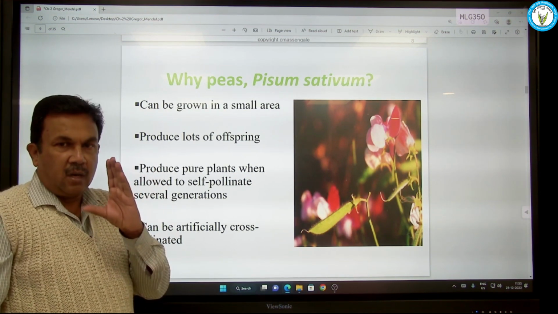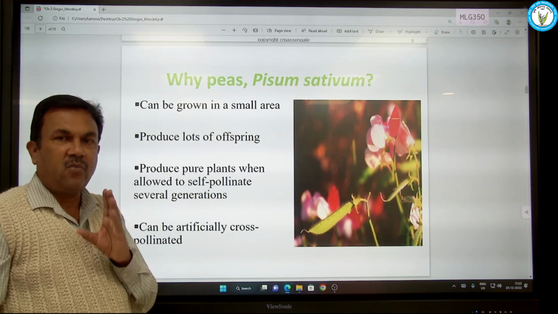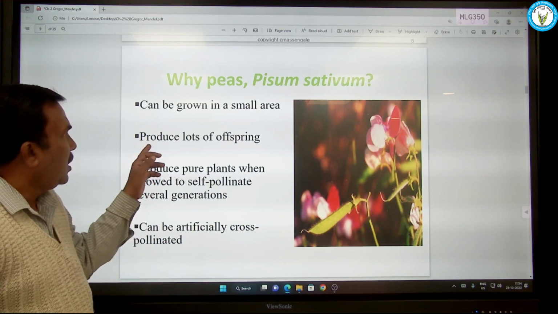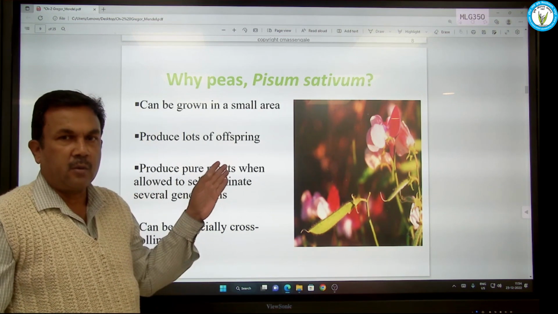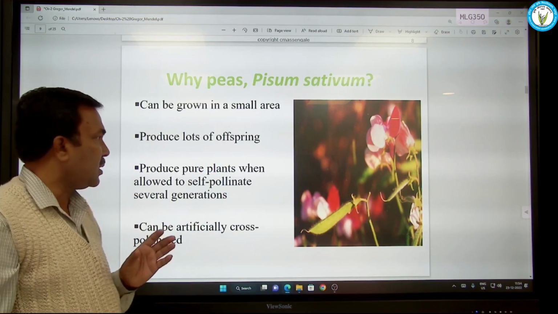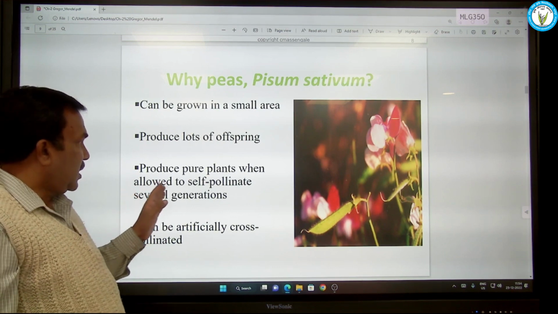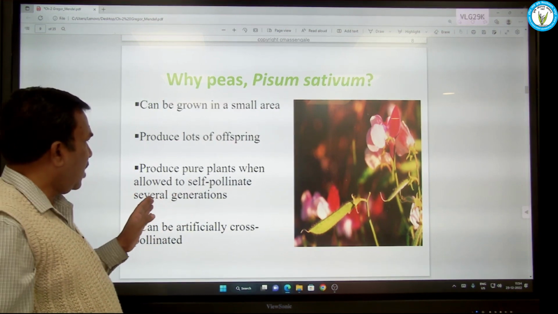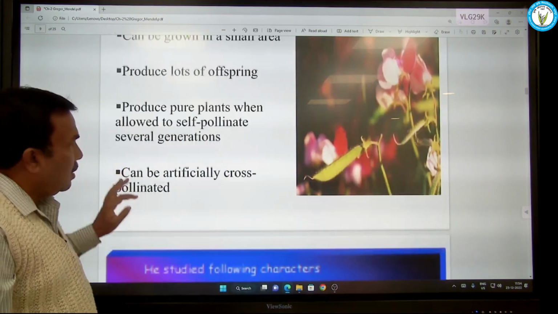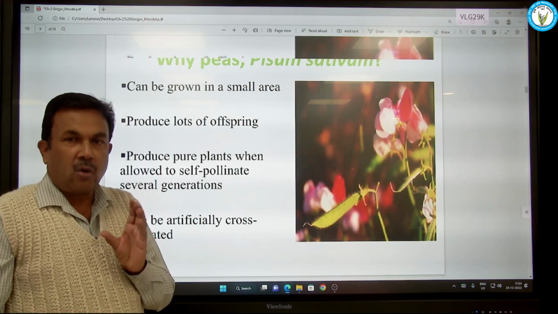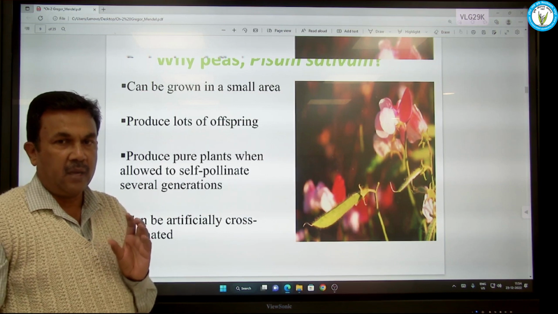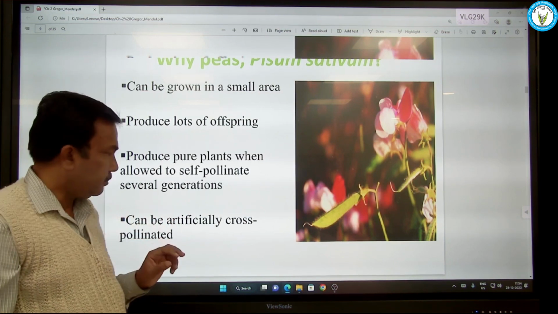As you know, in one pod a number of seeds are formed, 5 to 6 seeds, even more. So he can produce lots of offspring. Once a cross was made, he could obtain many seeds from it. Since it is a self-pollinated crop, it was easy to maintain the purity of the plant. And if he wanted to make crosses, he could make cross-pollination artificially by emasculating the female plant.